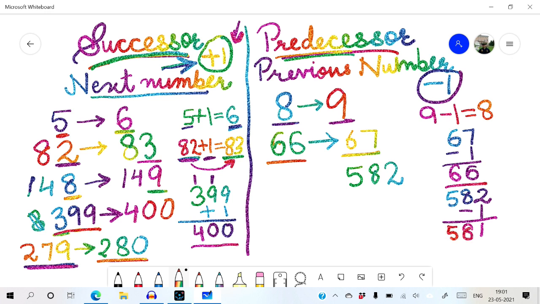8 will come here and 5 will come here. So the predecessor of 582 is 581. Okay. Now predecessor of 800. Now predecessor of 800 is 799. See children, if you learn backward counting, then also you will come to know the predecessor very, very easily.